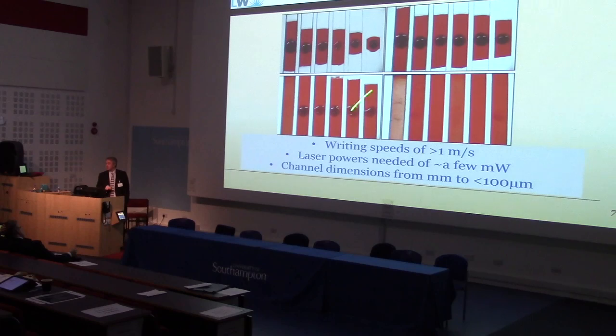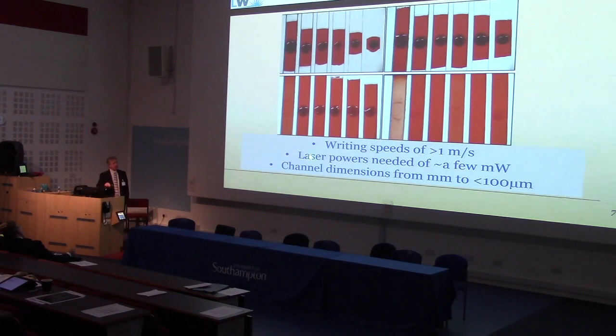This is ink, by the way, it's not blood. It's just ink to show the things. But you put a blob of material here, and it flows down and doesn't mix. So our technique is very fast. You can write a metre per second of these things, and to write a device that I'll show you later takes about 1 second. So I said cheap, 1 second per device is pretty good.